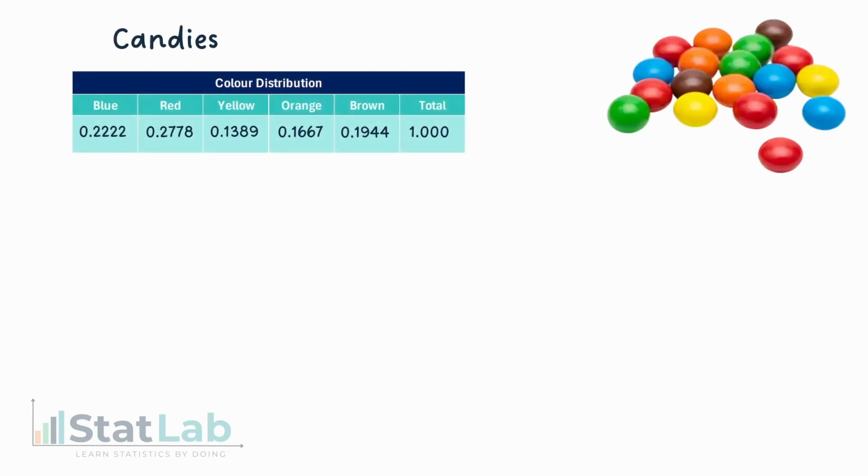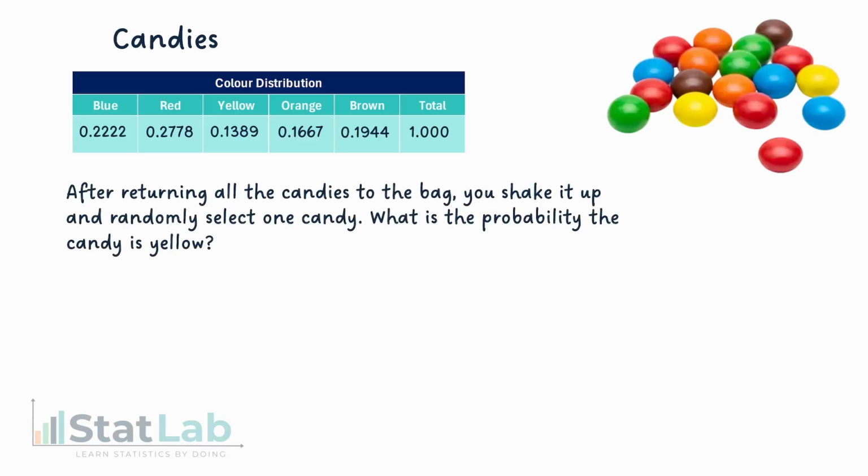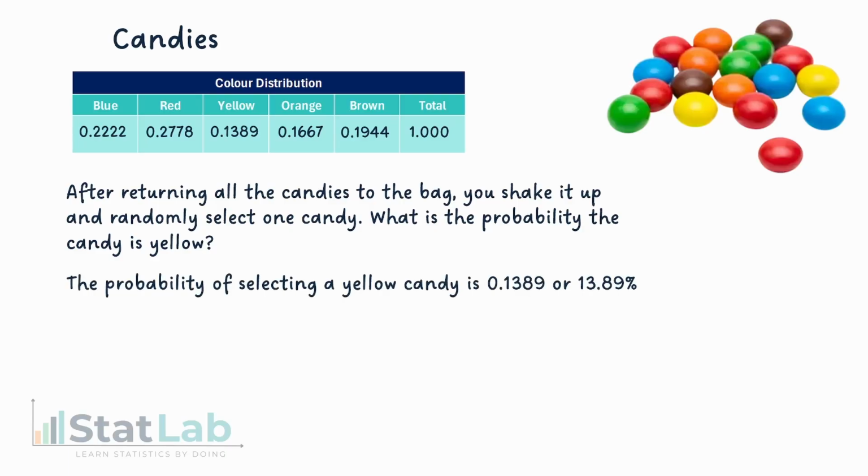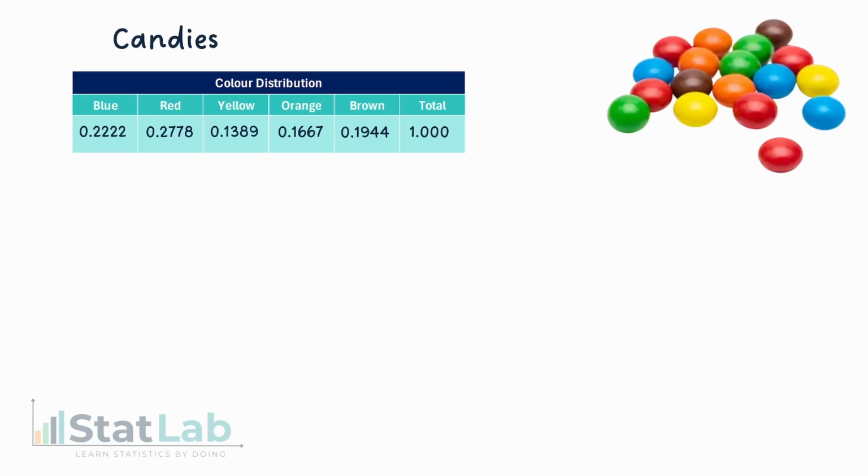So now that we have our distribution, we can look at answering questions about the candies. You return all the candies to the bag, you shake it all up, and you randomly select one candy. What is the probability that the candy is yellow? Well, we can see up in the table that we've already calculated the probability for yellow. So we would just say that the probability of selecting a yellow candy is 0.1389 or 13.89%. Pretty simple.